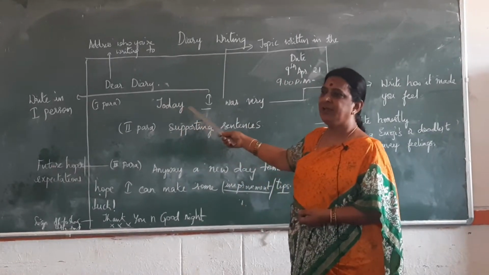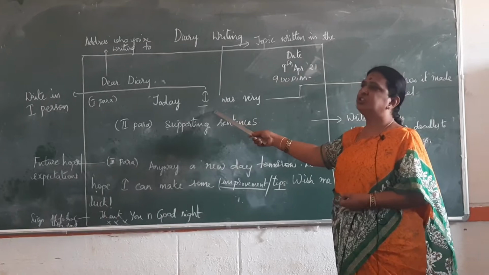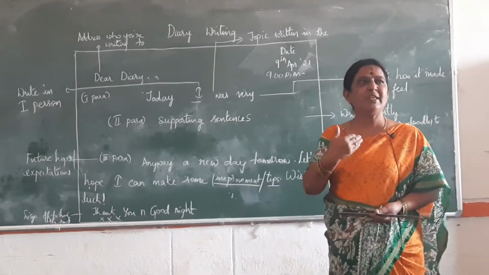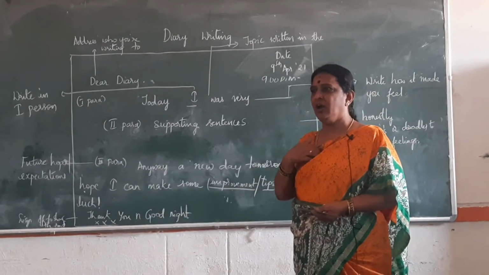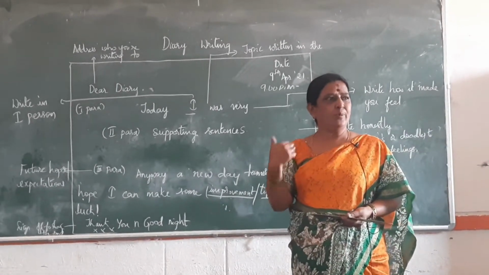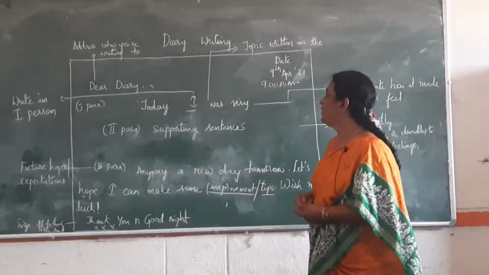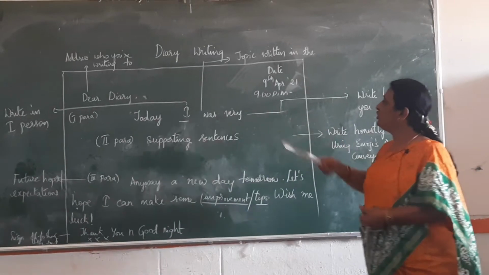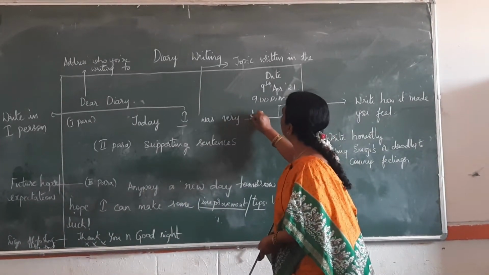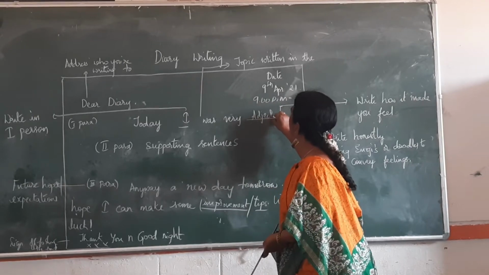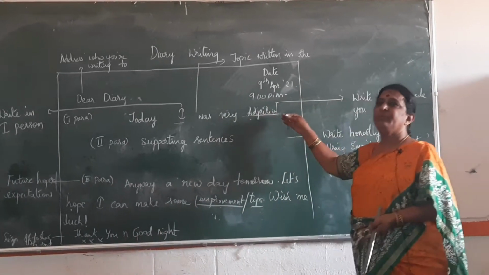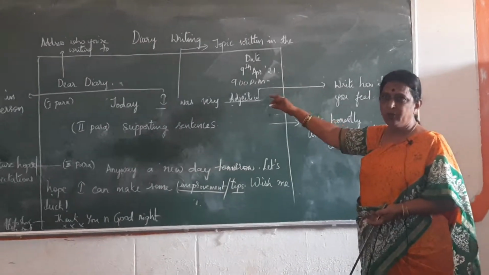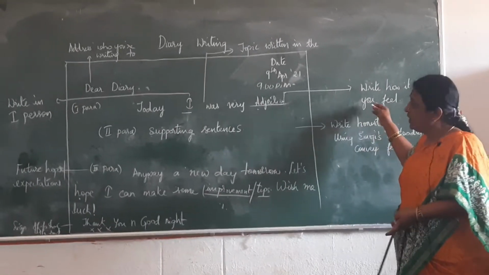Starting sentence, beginning sentence. You should always remember this: you should write in first person. First person means I or we. In singular it is I, in plural it is we. And for the incidents which made you feel something, here you should use adjectives, adjectives which made you feel something different. How it brought a different feeling.